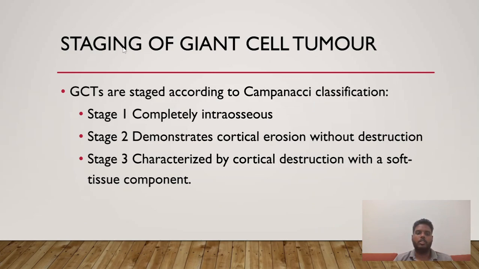Now coming to the staging of giant cell tumor. Giant cell tumors are staged according to a classification known as Campanacci's classification. Here there is stage 1, stage 2, and stage 3. Stage 1 is completely intraosseous. Stage 2 demonstrates an erosion of the cortex, but without destruction. Stage 3 is characterized by cortical destruction with a soft tissue component. So stage 3 is usually the worst type of staging of this giant cell tumor.